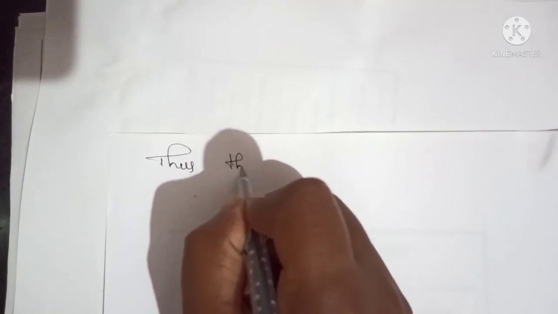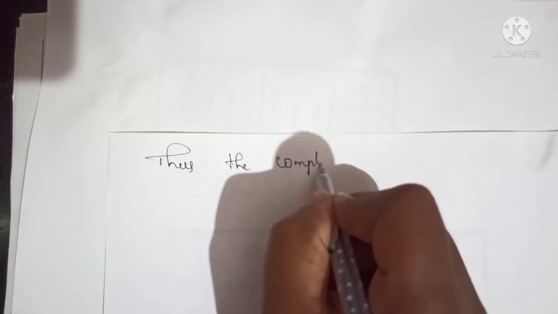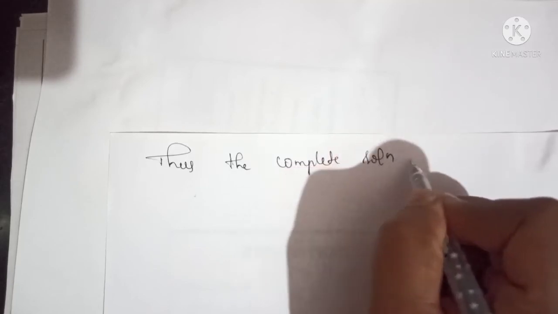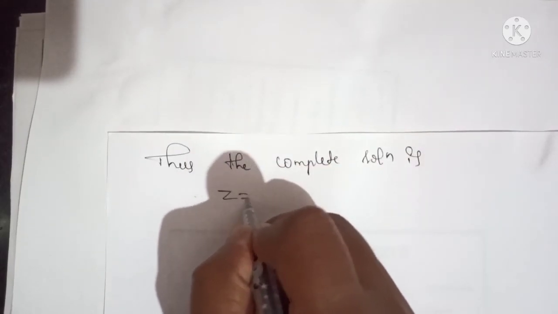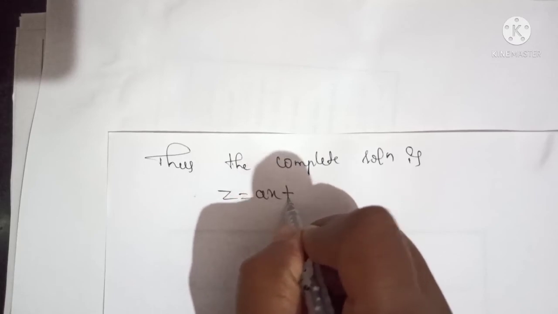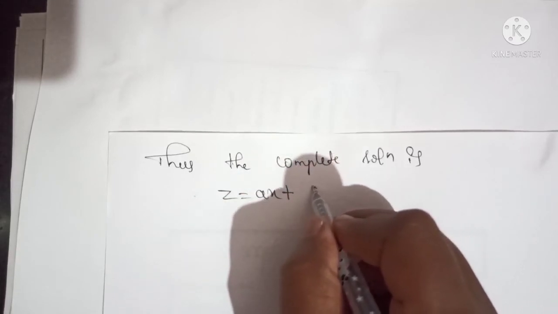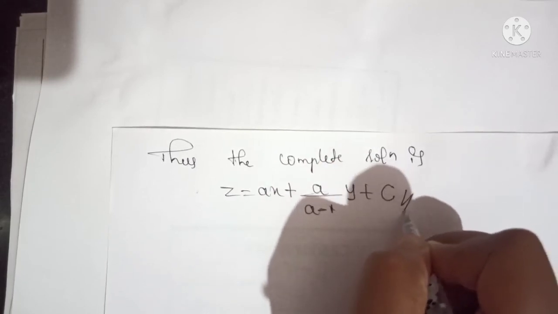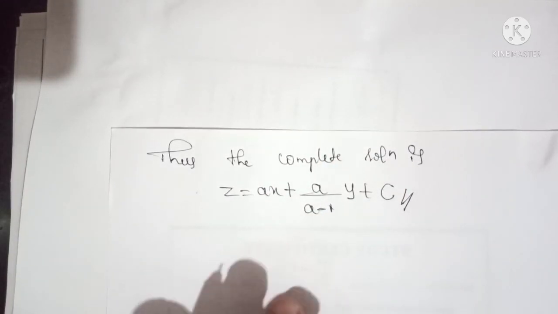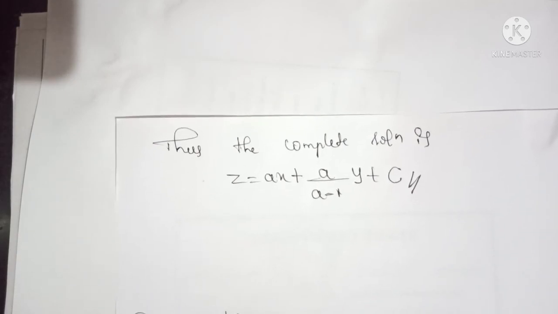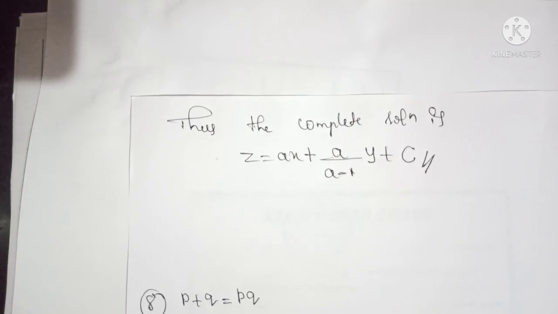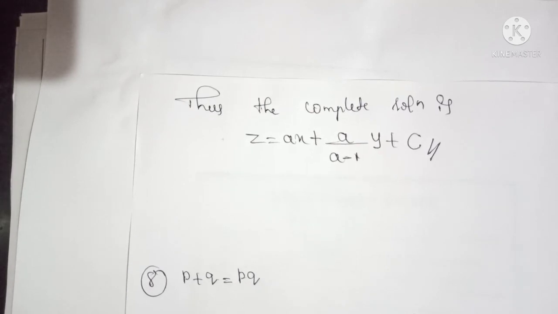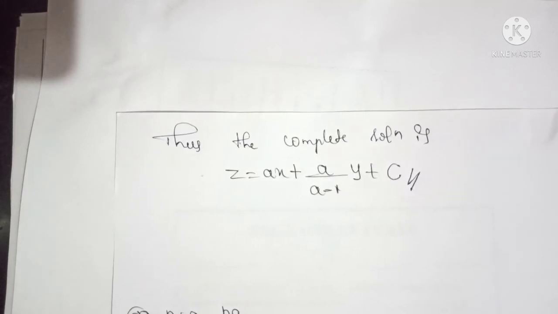Thus the complete solution is z equals ax plus b value, which is a divided by a minus 1, into y plus c. So this is the required answer. So like this you can solve type 1 problems. Now type 2, that is non-linear PDE of type 2, will be continued in the next class, that is the next video.